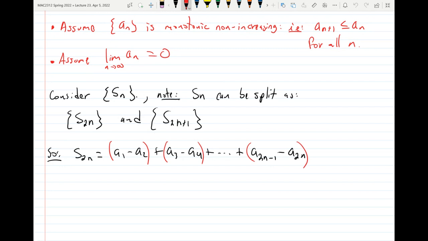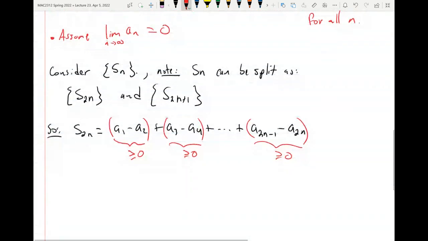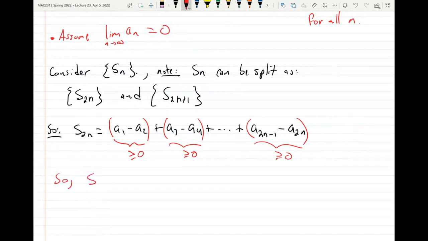Now, what can we say about each of these parentheses? This is greater than or equal to 0 because of the monotonicity assumption. This is greater than or equal to 0 because of the monotonicity assumption, and so on. So that means for S2n, every time you look at the next term, you're always adding a positive quantity. So what can we say about this? It's monotonic, right? So S2n is monotonic, non-decreasing. Yes? So we know that as n gets bigger and bigger, S2n is going to get larger as well because we're always adding positive quantities.